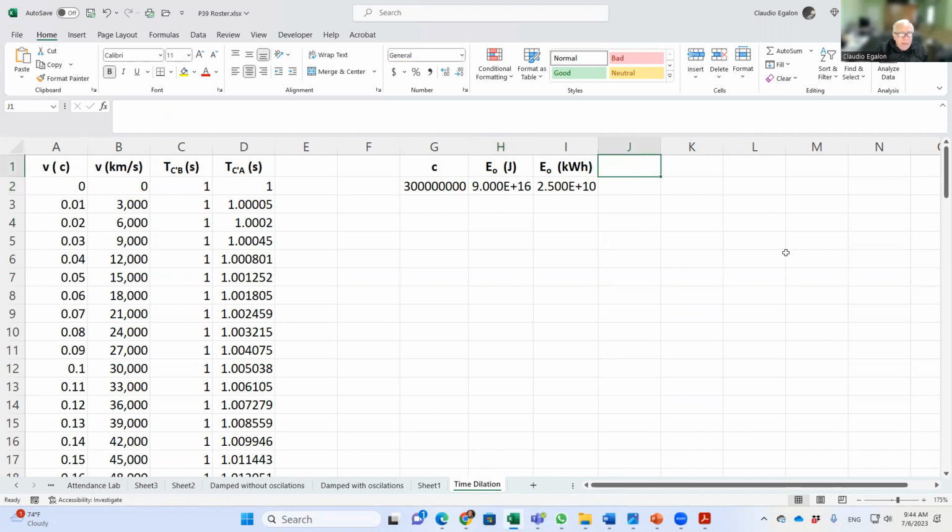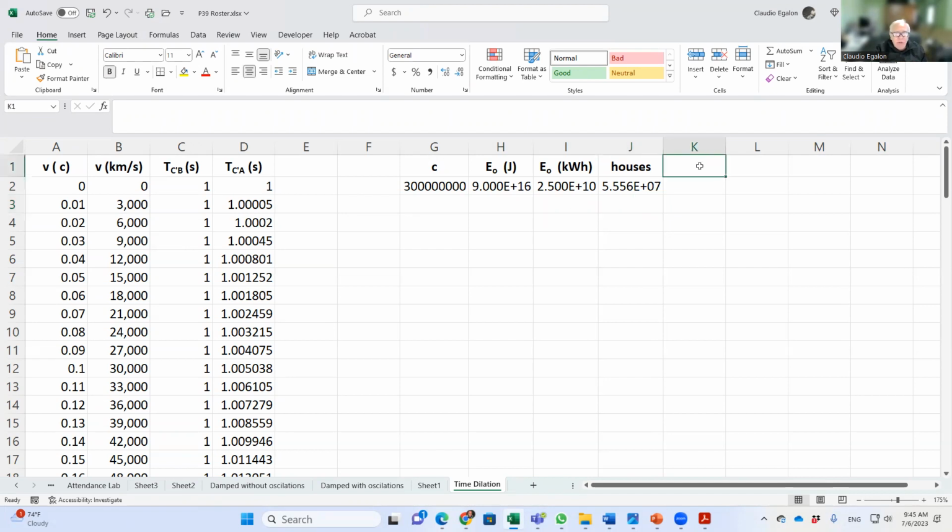How many households does it represent on the average? How many houses can you power per month with this energy? Let's say the average household spends 450 kilowatt hour per month. Wow, it's 55 million houses. That's the type of energy that 1 kilogram mass has, the rest energy of 1 kilogram. We're talking about powering 55 million houses in a single month.